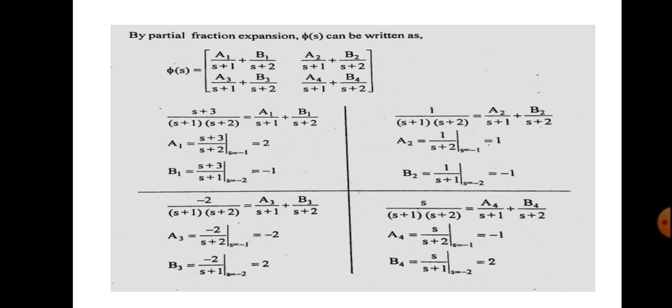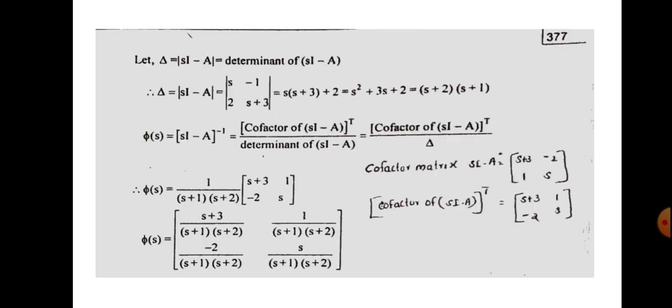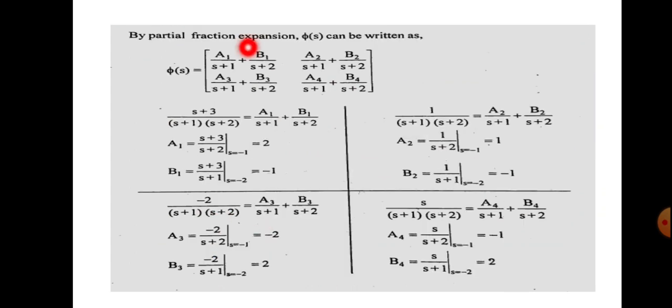To find the inverse of that phi of S, you can see here that you have to go for the partial fraction expansion method. Here at the denominator side there are two terms. So this can be split as a1 by S plus 1 plus b1 by S plus 2. Similarly, this can also be split by the partial fraction expansion method. So you will get a1 by S plus 1 plus b1 by S plus 2, and similarly here a2, here b2. So you have to find out the a1 value, b1 value, a2 value, b2 value.